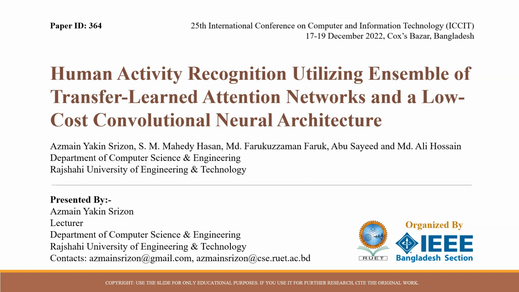Firstly, we will be doing human activity recognition, and we will be using the ensemble technique. What we will be ensembling, we will utilize some transfer learning methods, where we will also be attaching the attention networks. And also in the ensemble technique, we are including a low-cost convolutional neural architecture. So now that we are clear about our topic, let's discuss the outline here and then move on to the topics one by one.